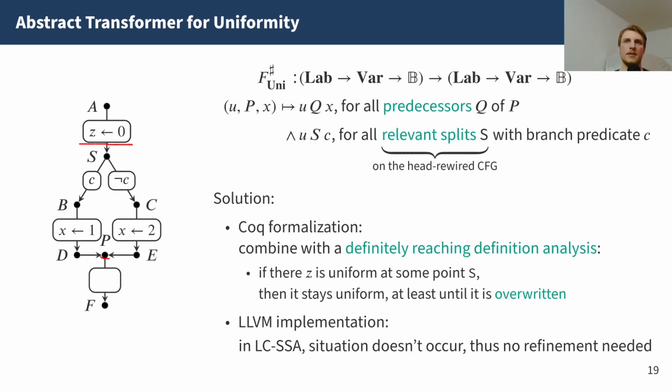We prevent this imprecision by combining this uniformity transformer with a definitely reaching definitions analysis. We require the uniformity of a branching predicate only if one branch contains a redefinition of this variable. This is how the transformer is formalized in Coq. The implementation in the LLVM compiler is actually in a more restricted setting called loop-closed SSA. There, this problem just doesn't occur, so this implementation is free of this last intricacy.